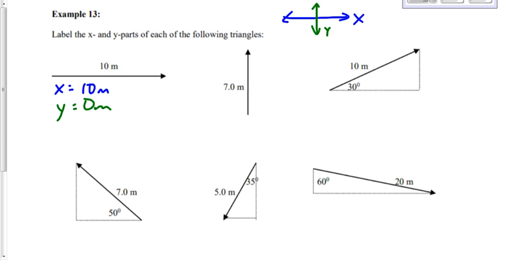What's the x component of this one? 0, because all of it's on the y-axis. What's the y component of it? 7 meters. Good. So far, so good?